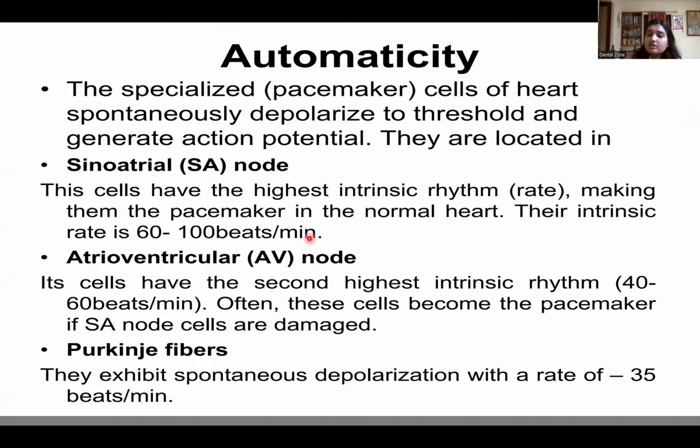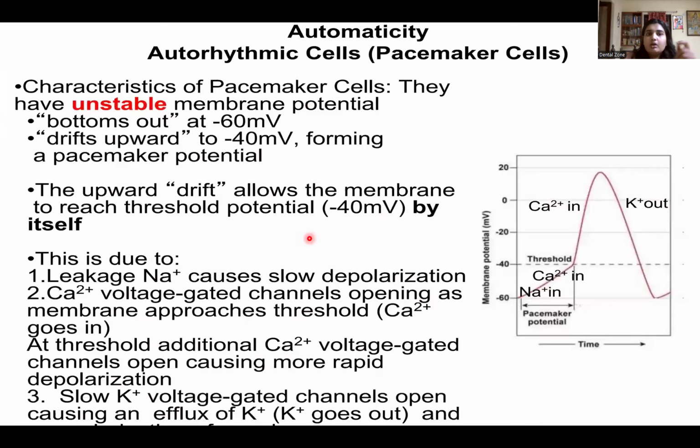They exhibit spontaneous depolarization with a rate of 35 beats per minute. This is automaticity. Automaticity is also called autorhythmic, that is the pacemaker cells. The characteristic of these cells is that they have an unstable membrane potential. They can go as low as minus 60 and peak up to minus 40, forming a pacemaker potential. The upward drift allows the membrane to reach minus 40 by itself.